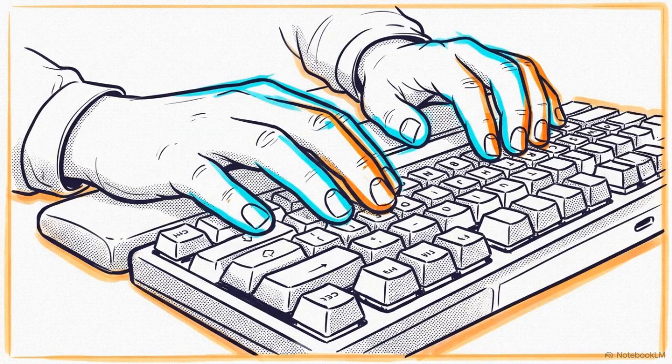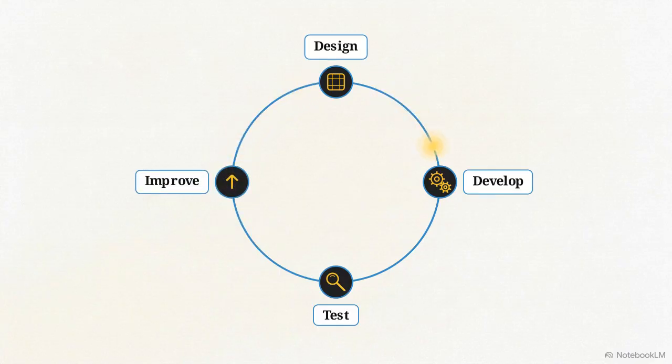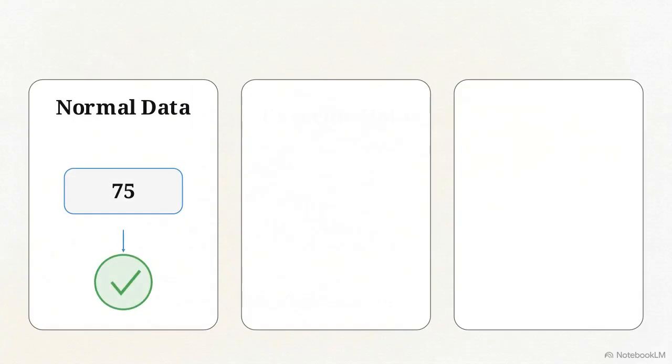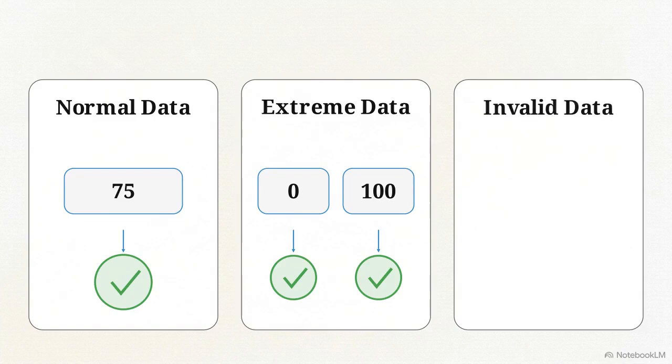Writing code is the first step in a continuous loop. Building reliable software requires a cycle of designing, developing, testing, and improving. Once written, test your algorithm against 3 data types. Normal data, like 75, proves it works for expected inputs. Extreme data, like 0 or 100, verifies boundary handling. Invalid data, like words instead of numbers, must be caught safely to avoid crashes.